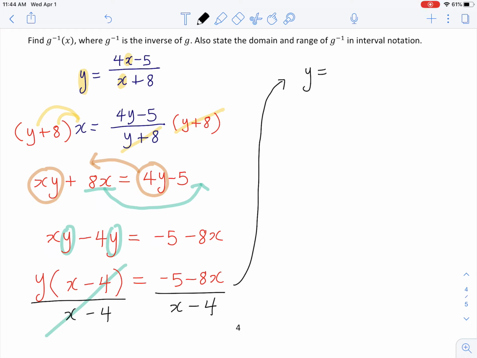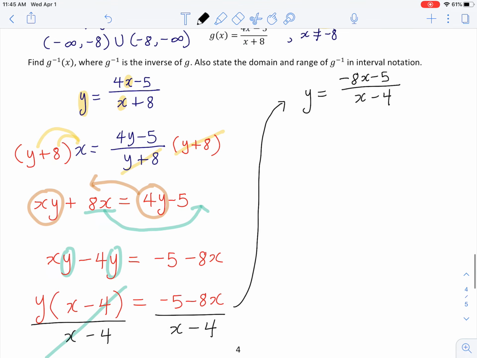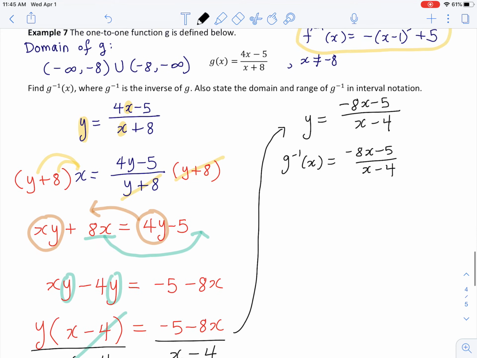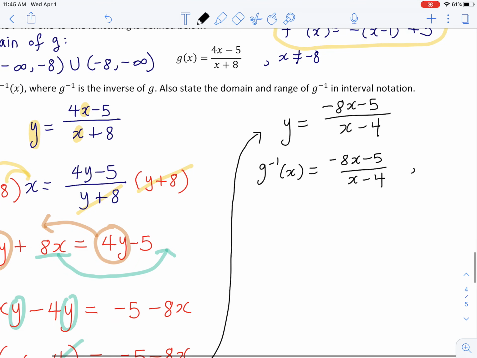Now we got it. We got the inverse function right here. Let me write it down here. We got y equals. Now if you want to write this term first, -8x first, that's okay. I think I will. -8x minus 5 divided by x minus 4. This is the inverse function. So let's give it that name. G inverse of x is equal to negative 8x minus 5 over x minus 4.